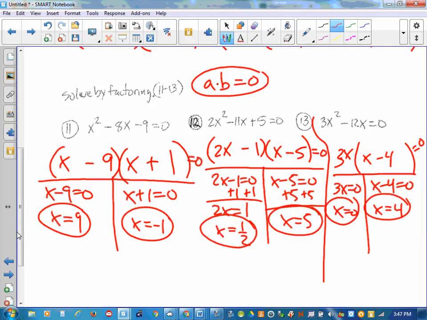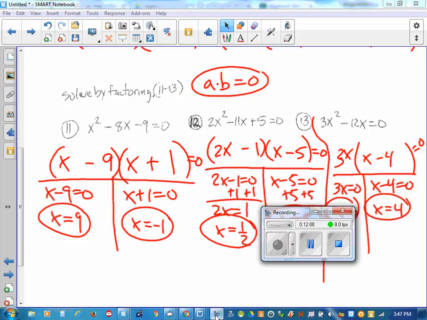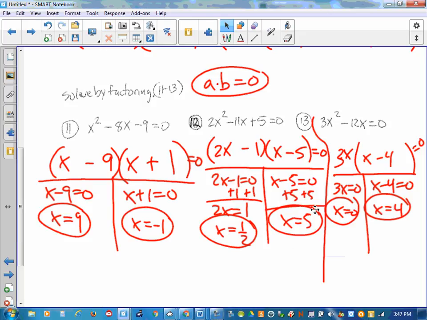Let's see, how are we doing for time here? 12 minutes, okay, we're working on it. All right, next page.